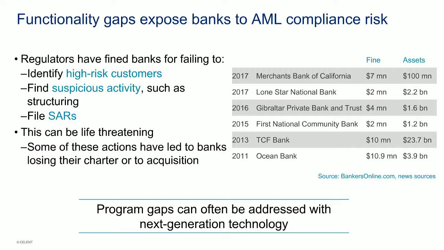Regulators have issued consent orders and imposed fines on a steady succession of banks for inadequate AML programs and procedures, and some of these fines have ended up being life-threatening. After a bank is hit with a large fine, especially if it's a modest-sized bank, they might go out of business or be acquired. They might even lose their charter with some actions. And all of these things have happened over the last 5 years.